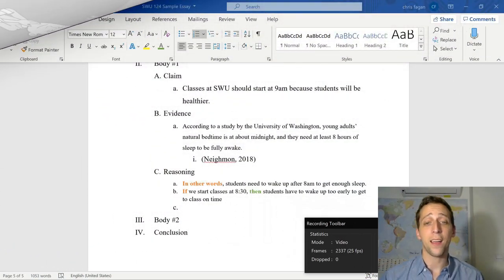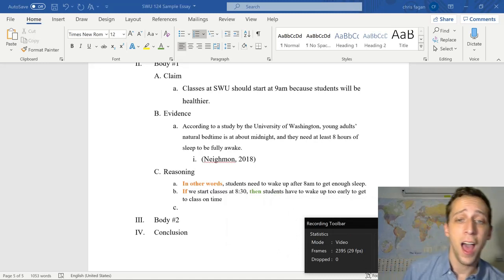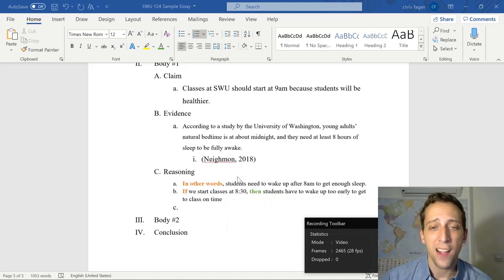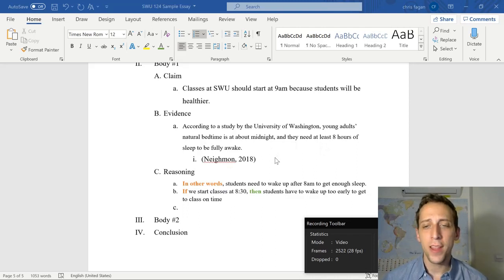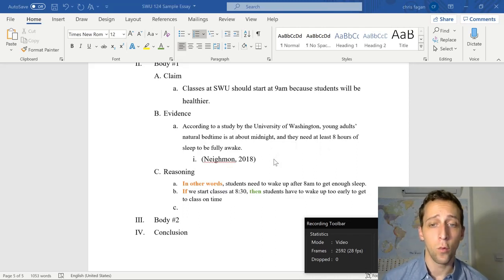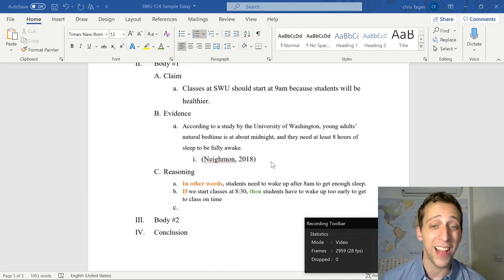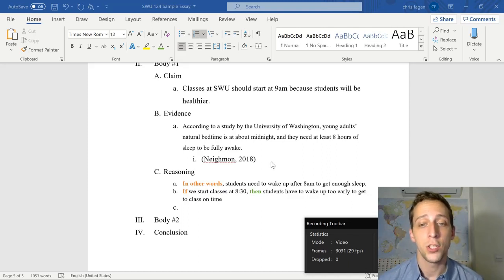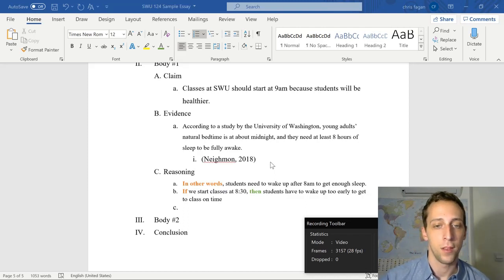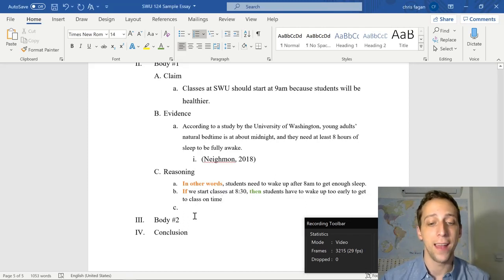Okay, and so going back to my outline, I have done just that. I took my piece of evidence and I re-explained it simply in my own words. In other words, students need to wake up after 8 a.m. to get enough sleep. So that's what I want my reader to understand about my evidence. And then I now convince them. If we start classes at 8:30, then students will have to wake up too early to get to class on time. So now I need to end my paragraph.